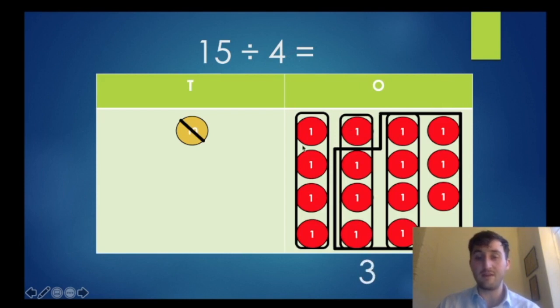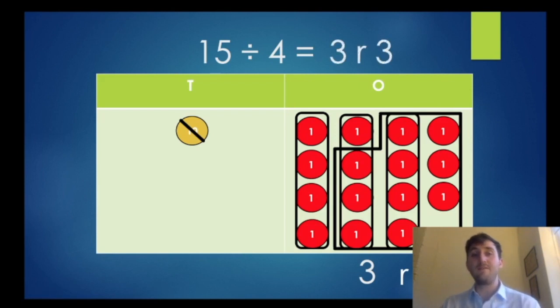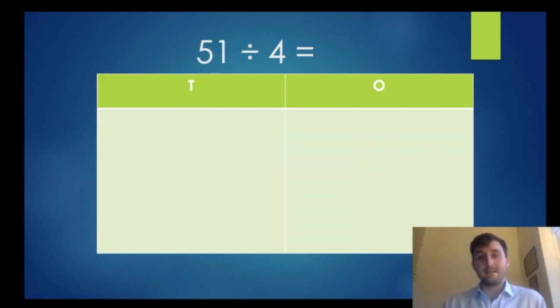So I've got 3 full groups here, and then remainder 3. Just like so. 3 remainder 3. 15 divided by 4 is that.